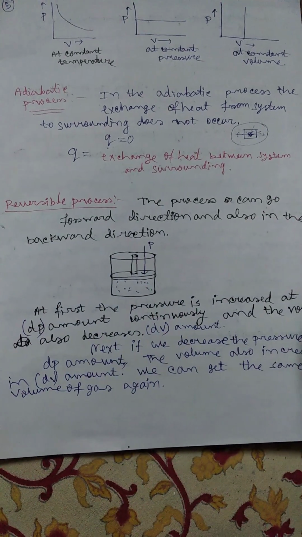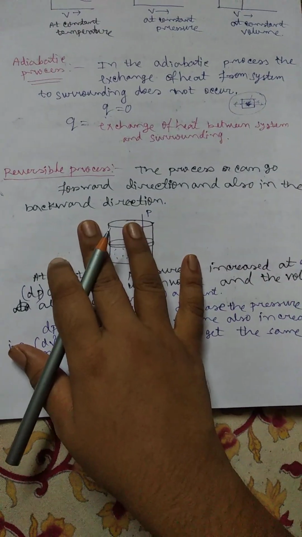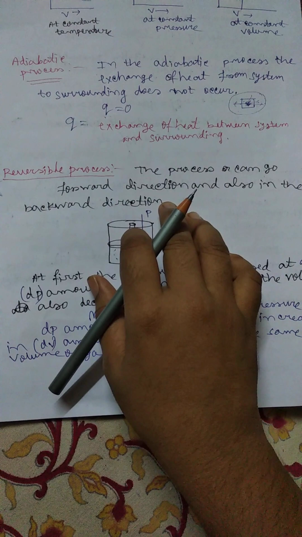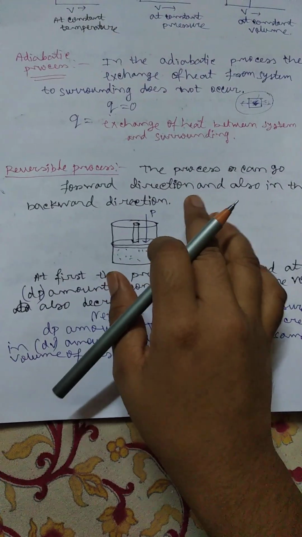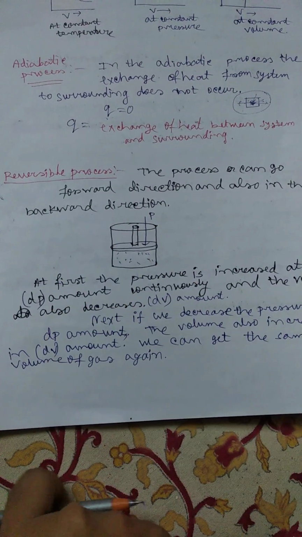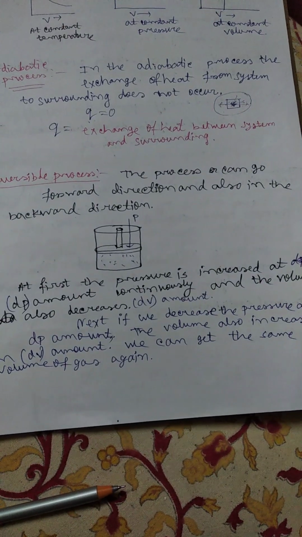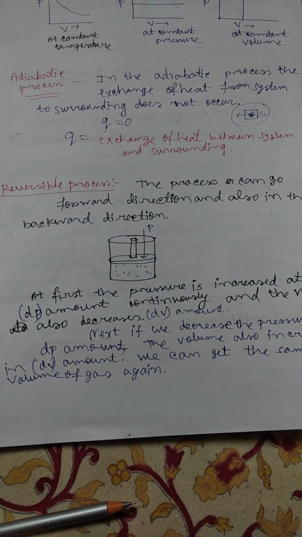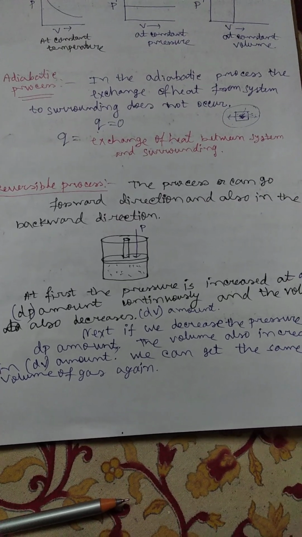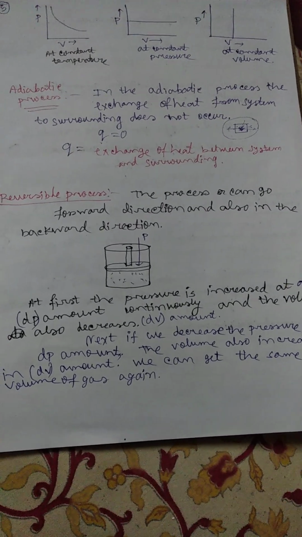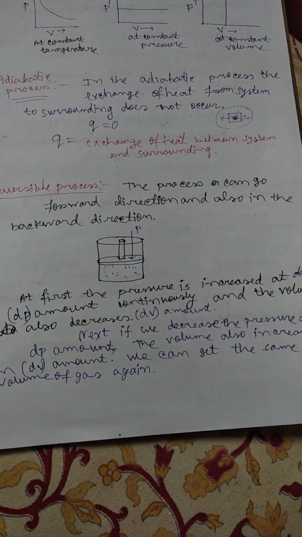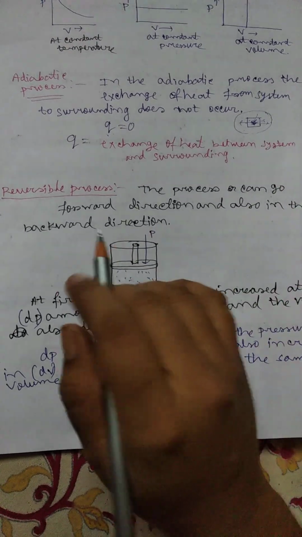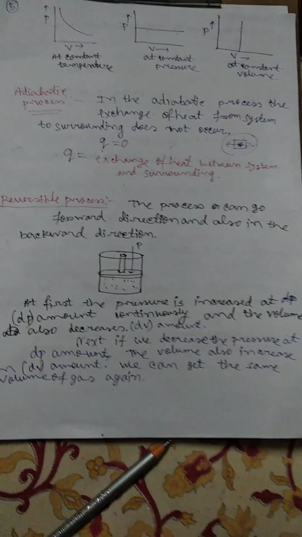Now I will discuss a reversible process. The process can go in the forward direction and also in the backward direction. Like when I am heating water, it will produce vapor. If I cool the vapor, then again it will transform to water. So it is a reversible process.